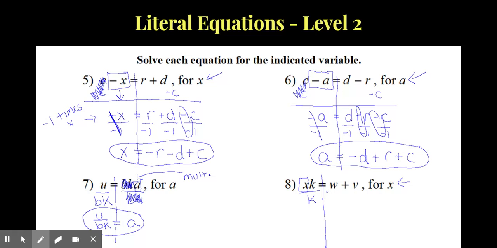Now all of this is going to get divided by k in one step. On the left-hand side, my k's cancel. I bring down the x equals. I cannot do w plus v divided by k, so I just leave it the way I see it: w plus v divided by k. And that takes care of that equation. So those are your level 2 literal equations.